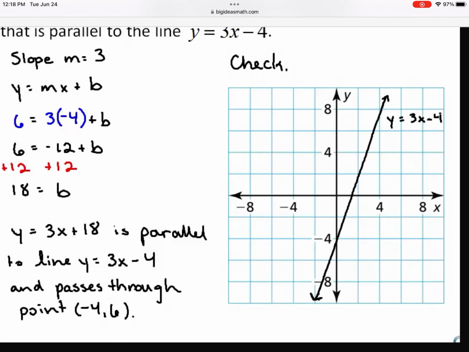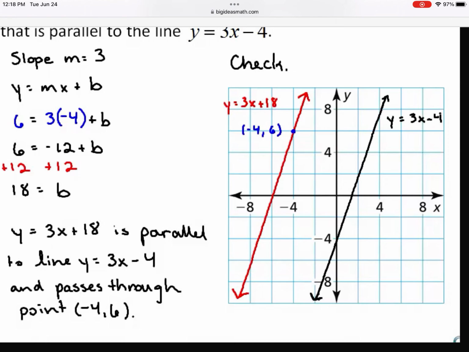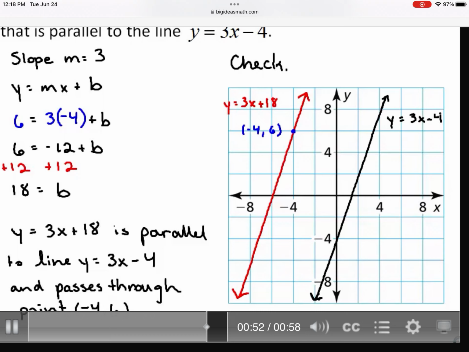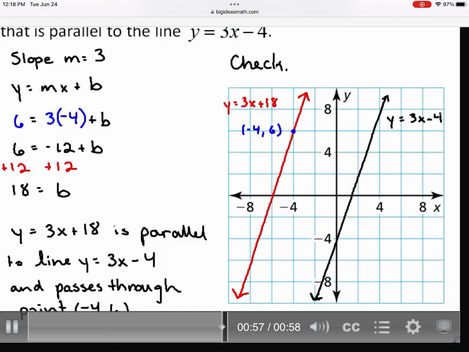Graph the original line y equals 3x minus 4. Then graph the line that you found, y equals 3x plus 18. Notice that y equals 3x plus 18 passes through the point -4, 6, and the two lines do appear parallel.